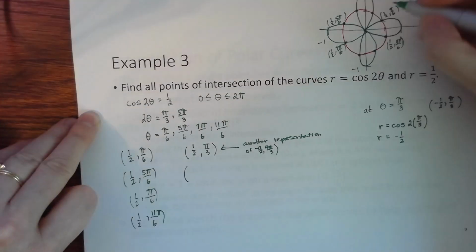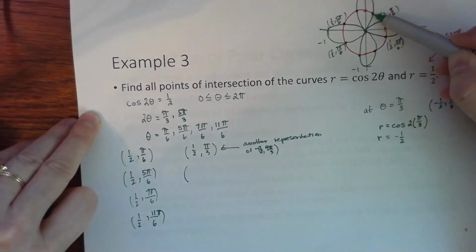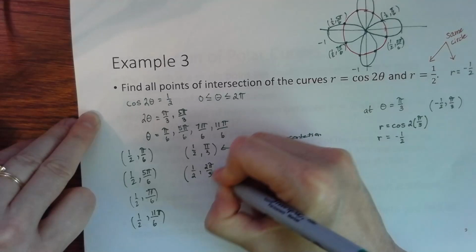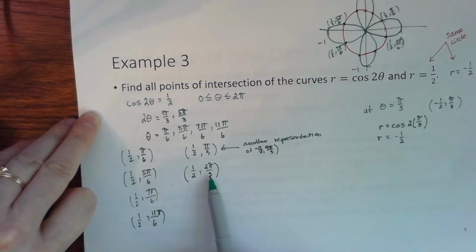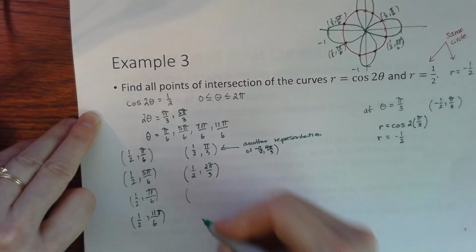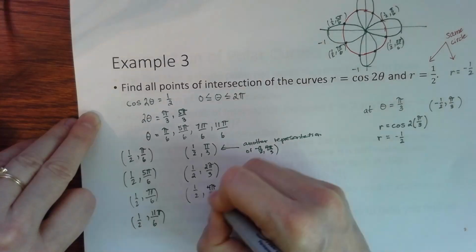So that takes care of this point, I guess we'll call it. And then this one over here, that one's going to be 1/2 with 2pi/3. Now this doesn't actually satisfy this equation. We're going to get a -1/2 there, but it's just another representation of if we had used 5pi/6 instead. And then here for 1/2, this one is 4pi/3. And then this one out here, we need a 5pi/3.